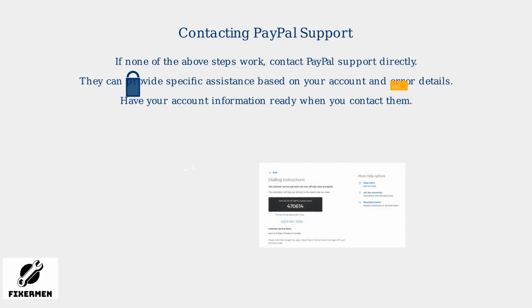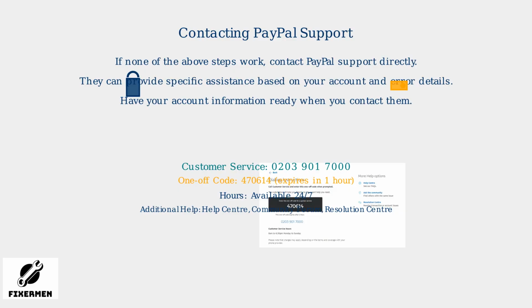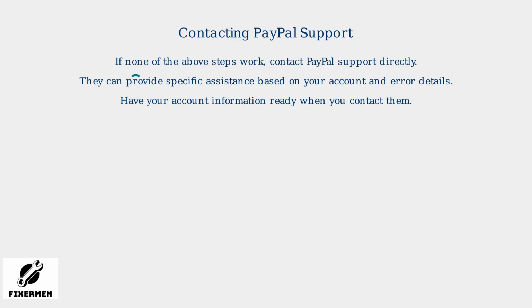To reach PayPal customer service, call 0203-901-7000. You'll be given a one-off code 470614 that expires after 1 hour for quicker service. Support is available 24/7. Additional resources include the Help Center, Community Forum, and Resolution Center, where you can find more guidance or connect with other users experiencing similar issues.